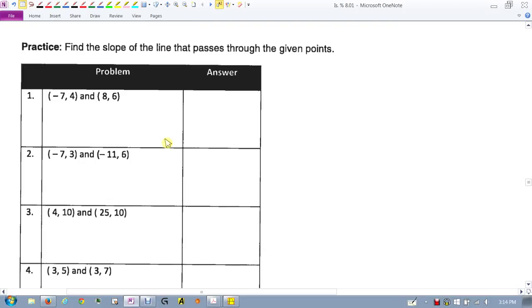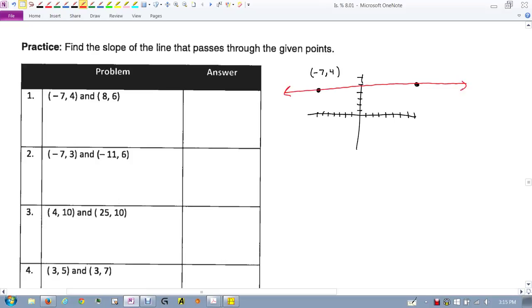Find the slope of the line that passes through the given points. I'm just going to draw a quick picture so you get an idea of what's happening. The first point is negative 7, 4. That's to the left 7, up 4. The next point is 8, 6: 1, 2, 3, 4, 5, 6, 7, 8, up 6. About right there. There is a line that connects those 2 points, right? That's all you need to define a line is 2 points.